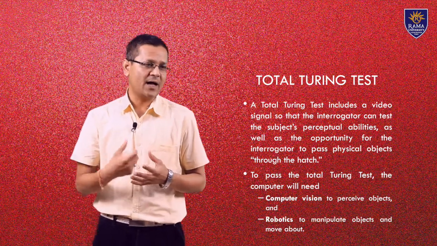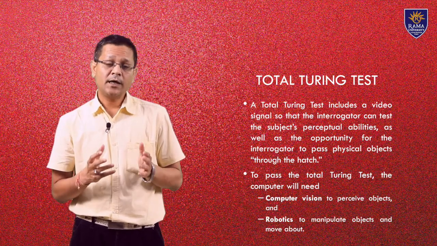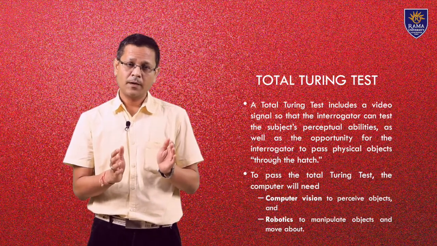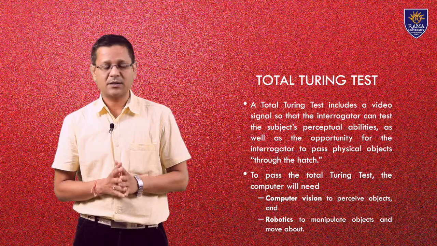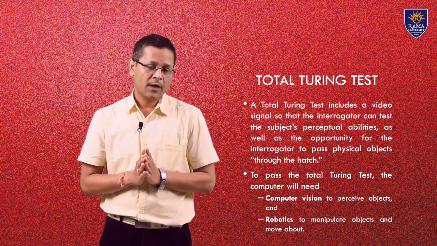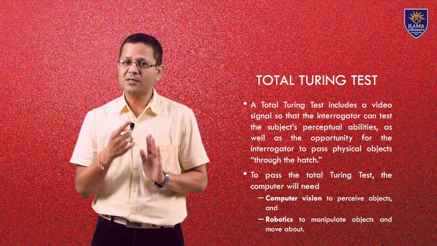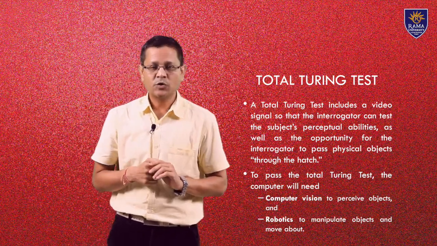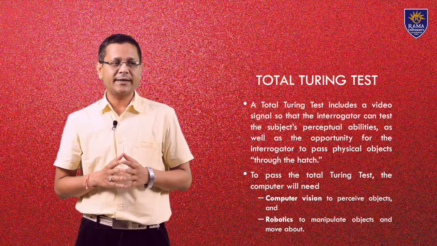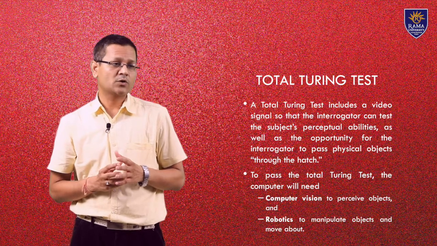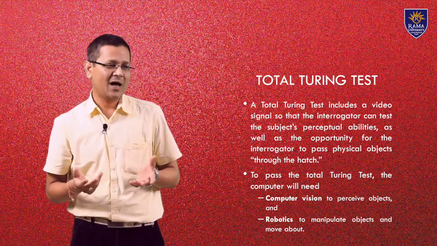So the Turing test also has been enhanced by the addition of one important thing: visual information should also be able to be asked, and visual conclusions can also be drawn. That means an observer C can present a picture to both A and B, and both have to interpret the picture and answer the question given by C. So this is known as the total Turing test, and it includes a video signal so that the interrogator can test the subject's perceptual ability, as well as the opportunity for the interrogator to pass physical objects through some kind of a hatch.